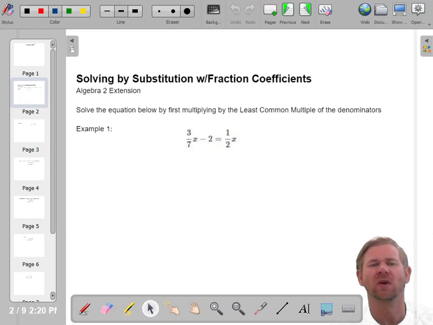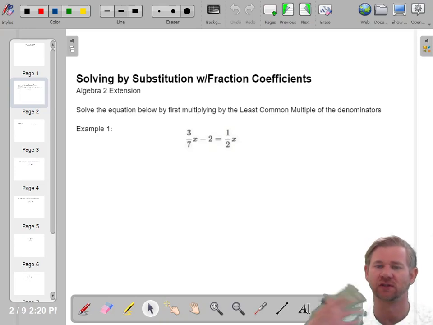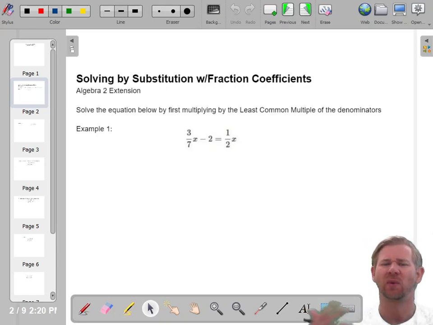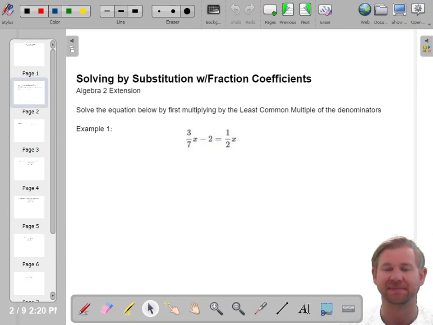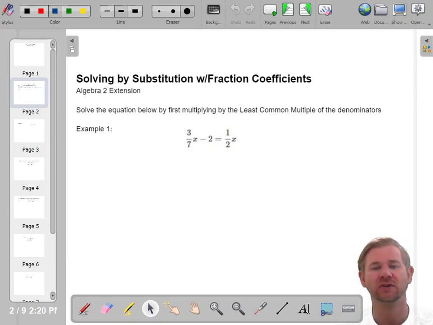Hello everyone, we're going to do a little extension here, solving some equations, solving some systems of equations. I want to practice using the least common multiple, or just finding a way to get rid of some fractions to help clear these up. Sometimes they can get really messy, and this is a strategy you can use when you end up with equations that are more complicated than you feel like dealing with.